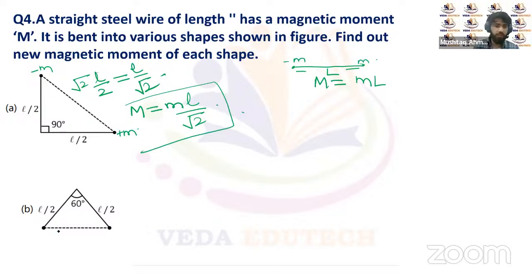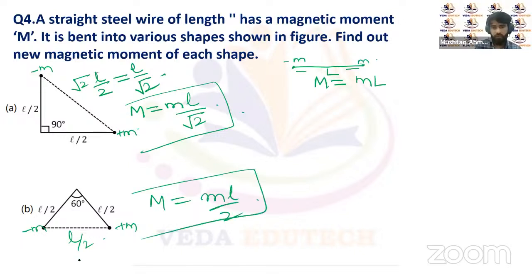Now for the same case here, if this is L by 2, this is L by 2, this is minus M and this is plus M, and this has to be L by 2, so the new magnetic moment will be M L upon 2. So this is how we can find out the magnetic moments. Magnetic moment is the product of the magnetic pole strength multiplied by the distance between the two poles of the magnet.